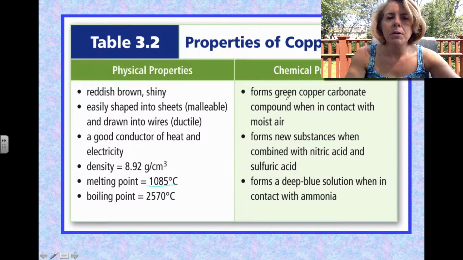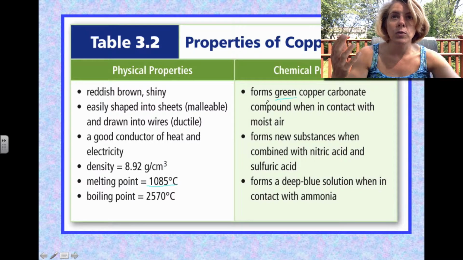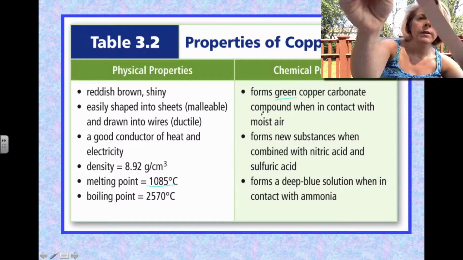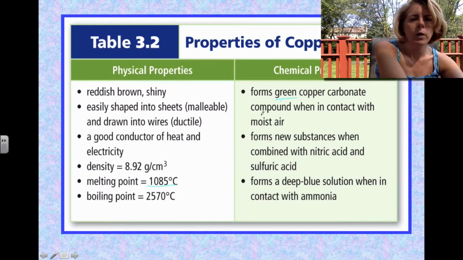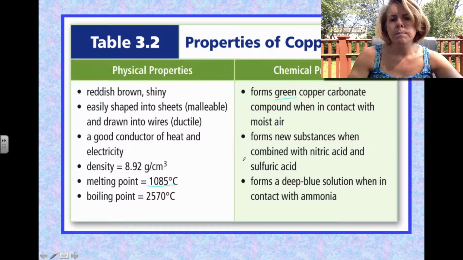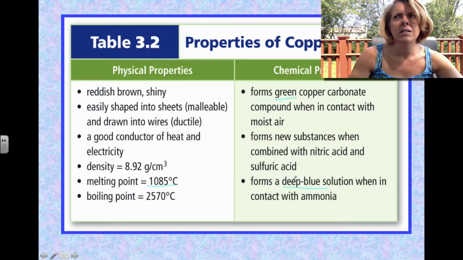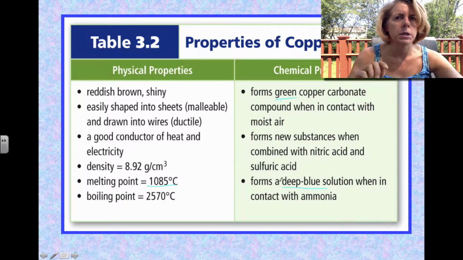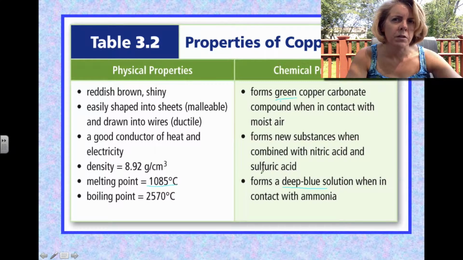Okay, and then for chemical, notice we have a color change. We're going to a green color when you have statues or outdoor copper ornamental plates. You're going essentially from this shiny brown color to a green color. This is a lab that I hope we get to do, but I don't remember if we decided to do it or not. But you can get some really beautiful colors from copper, especially when you mix it with other chemicals.